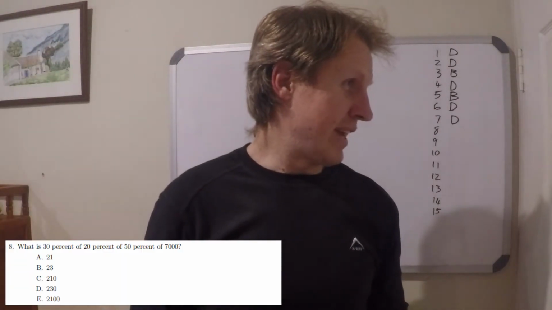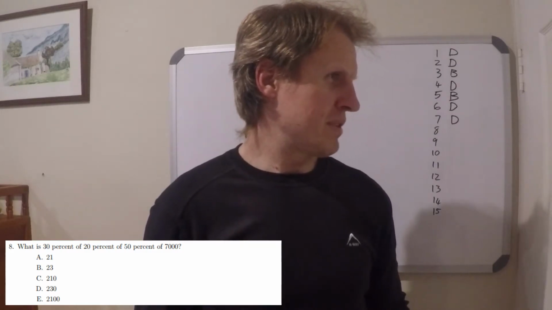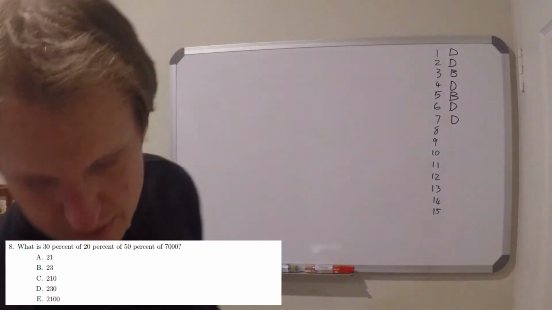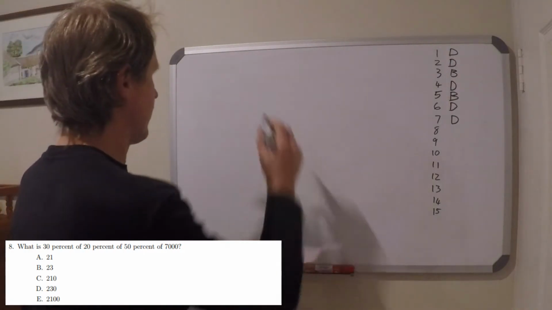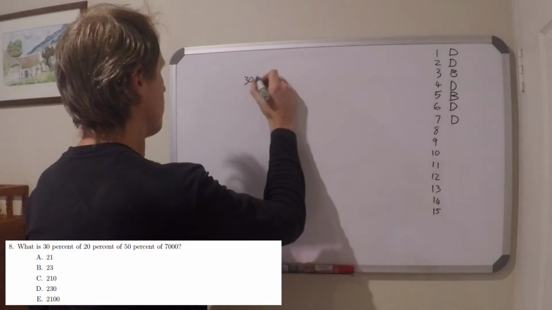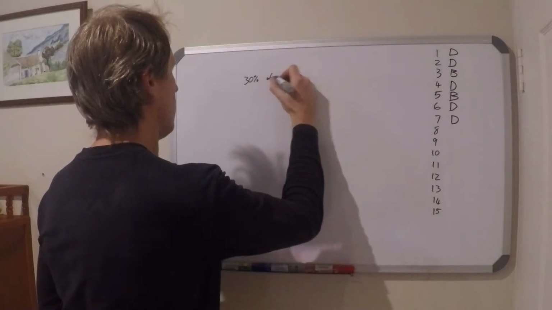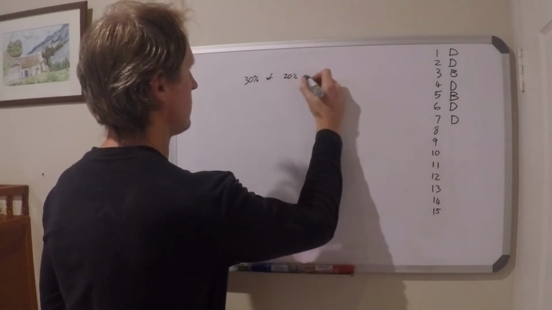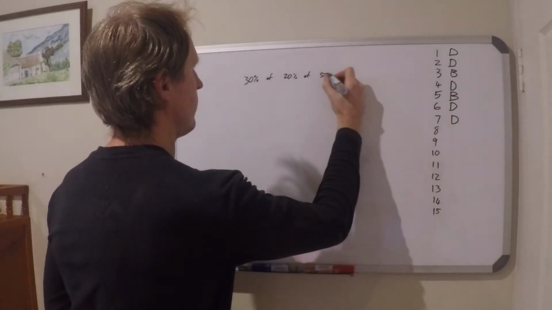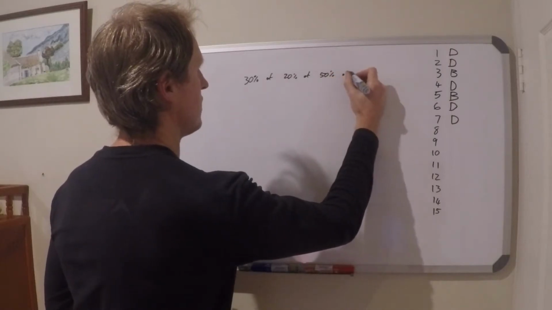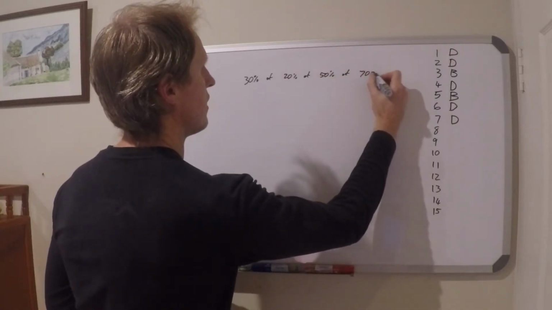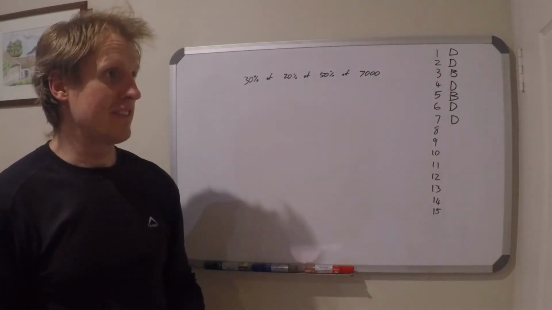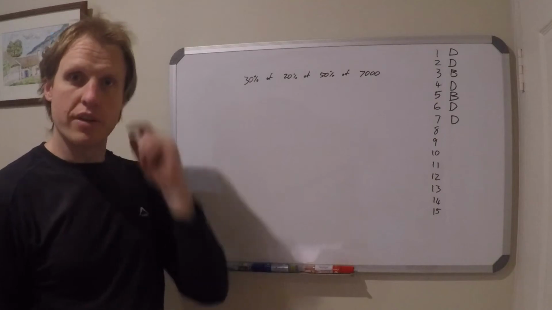Okay, let's go to question 8. What is 30% of 20% of 50% of 7,000? So let's write that down. 30% of 20% of 50% of 7,000. Okay, so the first thing to know here is just understanding the language of math.